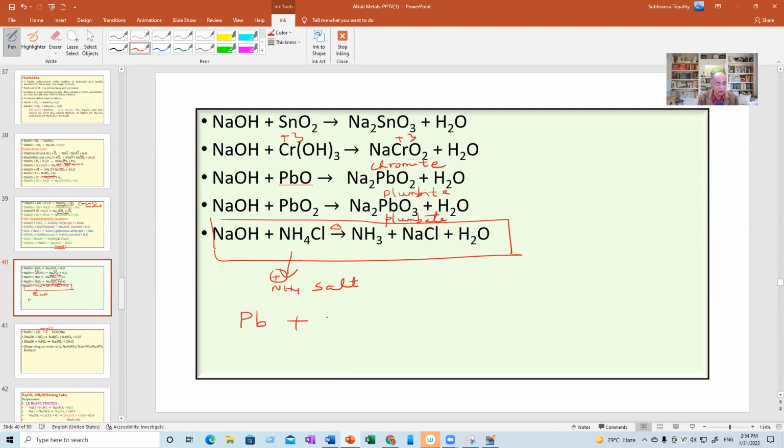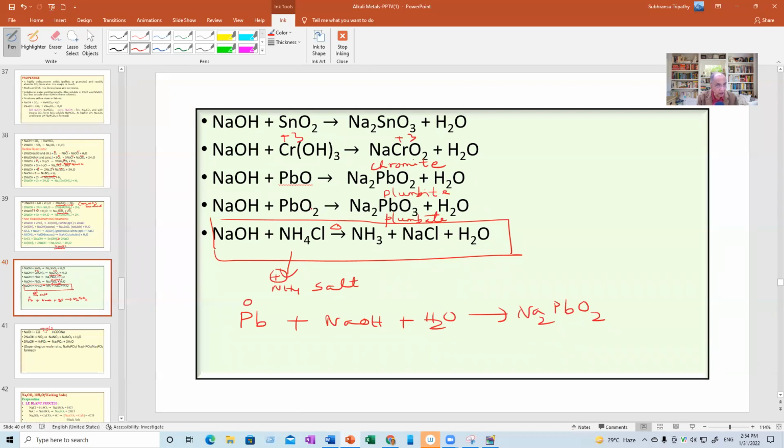The metal itself also will form hydrogen gas and sodium plumbite. That's not plumbate. This is plumbite. There is a mistake in the book I found. Lead cannot go from 0 to +4. +4 is unstable. So PbO2 is highly unstable.